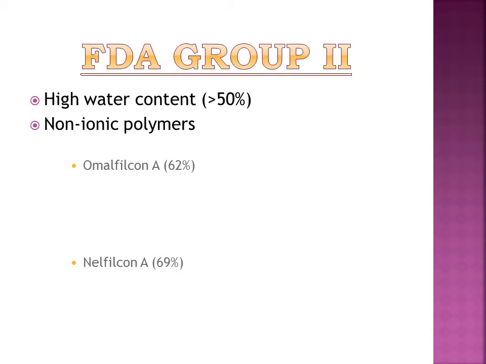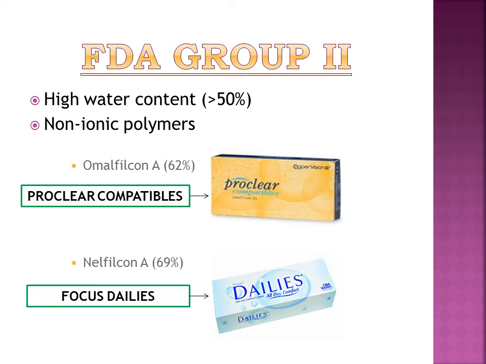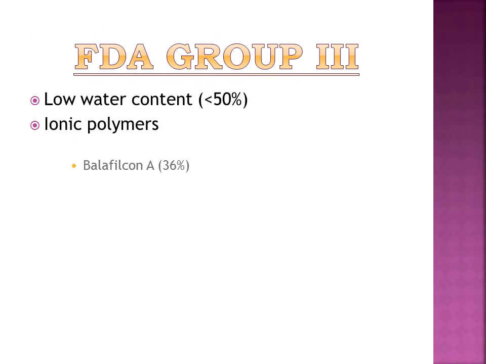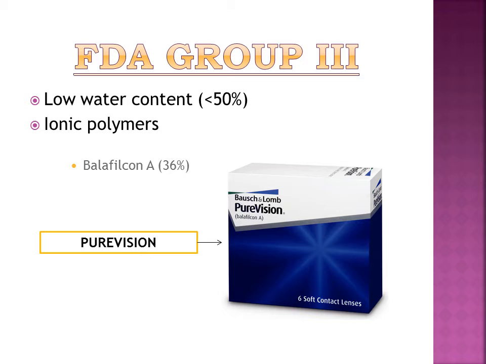FDA Group 2 has high water content, which is more than 50%, and it contains non-ionic polymers just like FDA Group 1. One of the examples is Proclear Compatibles, which contains omafilcon A, and nelfilcon A is found in Focus Dailies. FDA Group 3 has low water content, which is less than 50%, and it contains ionic polymers. An example is balafilcon A, which has 36% water, and it can be found in PureVision.